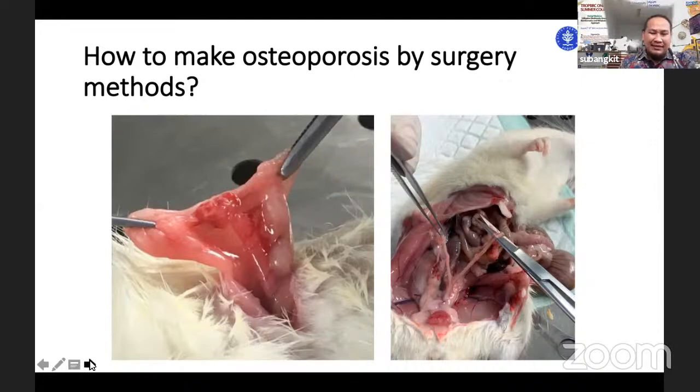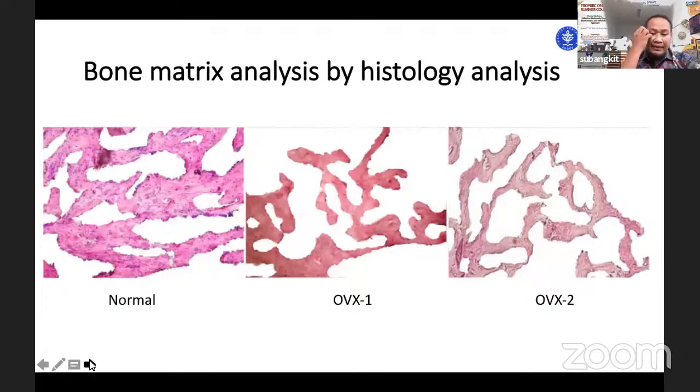After we succeed in getting the osteoporosis model, we give the treatment, and then we check the condition of the bone matrix by histology, by X-ray, and several methods. We can analyze the bone matrix. For example, in normal condition, we get a denser bone matrix, but in ovariectomy, the amount of bone matrix can be reduced significantly. So our osteoporosis model is successful for experiments.